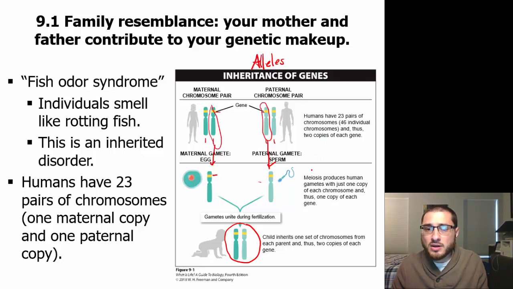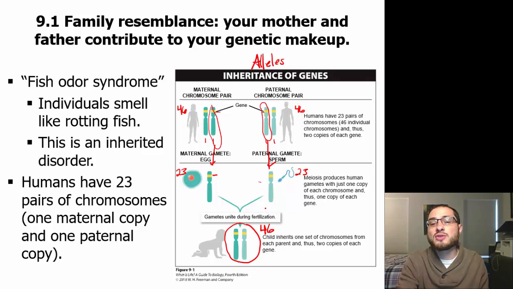Now, meiosis produces human gametes with just one copy of each chromosome, and that's how we have our sperm and egg. That's how your mother can have 46 chromosomes and your father can have 46 chromosomes, but they're only contributing 23 each to you, and when you come together you also have 46. So the child inherits one set of chromosomes from each parent, and thus 2 copies of each gene, or alleles.